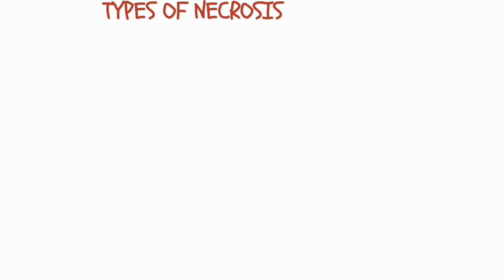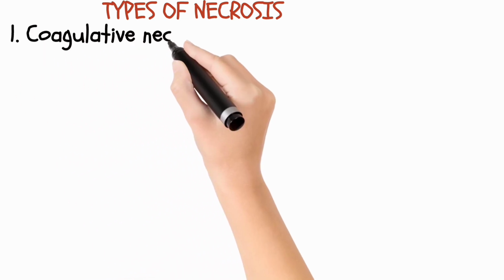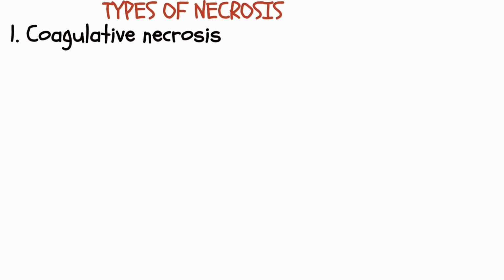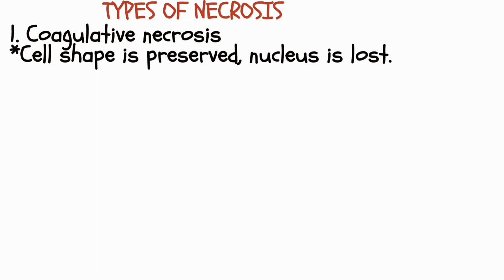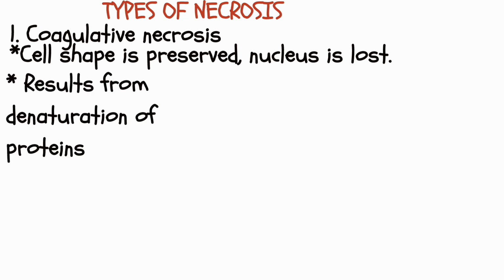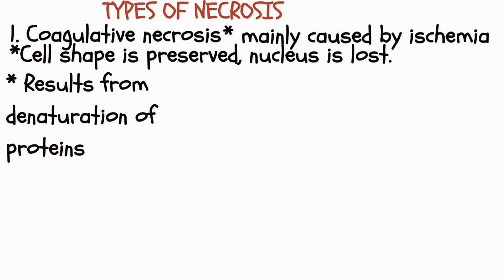So I just mentioned the types of necrosis. We have coagulative necrosis, liquefactive necrosis, caseous necrosis, and fat necrosis. Now let's talk about the types of necrosis one after the other. The first one here is coagulative necrosis, and it is the most common type of necrosis. It is characterized by the preservation of the basic cellular shape. The cellular shape is preserved, and this will permit the recognition of the cell outlines and the tissue architecture.